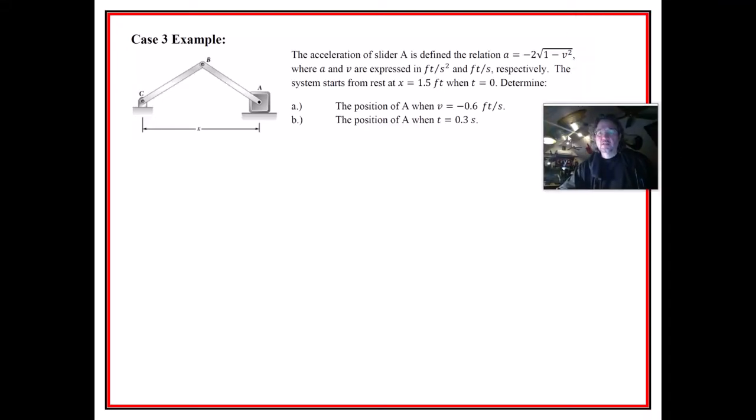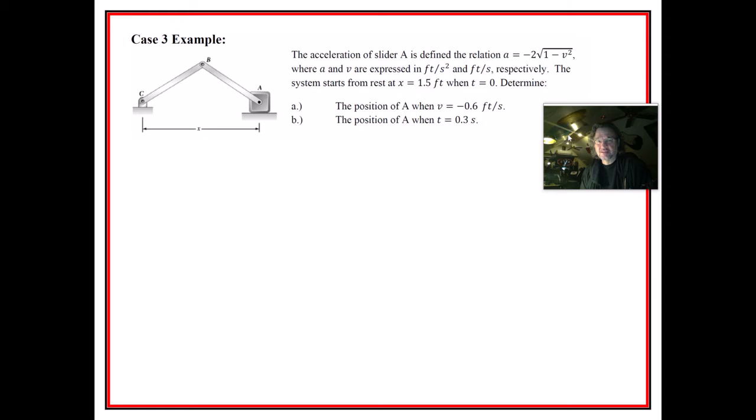Okay, here's the case 3 example from class 1 of ES211. We're dealing with the acceleration of a slider. We happen to know that it acts with this kind of relation, -2 square root of 1 minus v squared. So acceleration is a function of velocity. Acceleration and velocity are in terms of feet per second squared and feet per second. And the system starts from rest when x is equal to 1.5 feet.